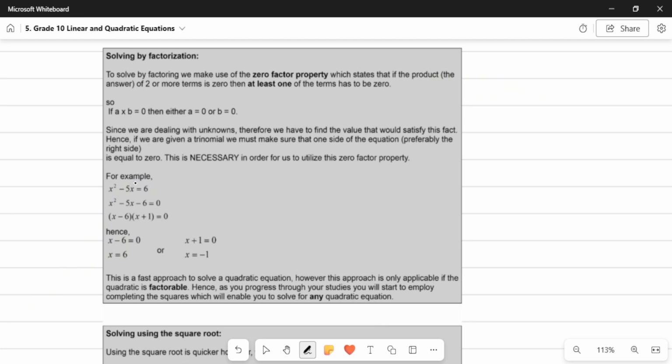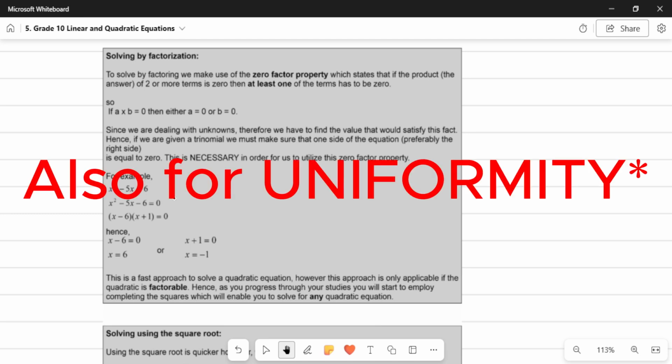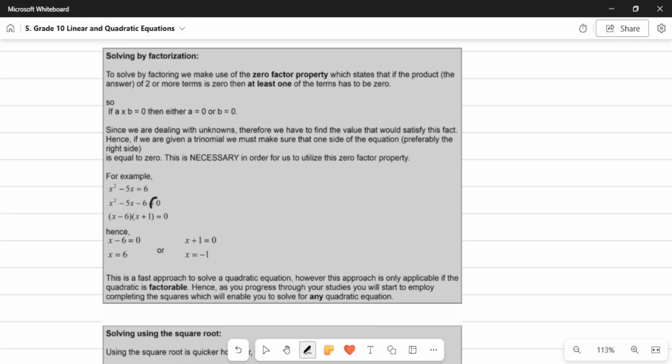This is necessary in order for us to utilize the zero factor property. So for example, when you're given this question, solve for x squared minus 5x is equal to 6. Your first step is to make sure that the right-hand side is equal to 0, or the left-hand side, but for some rigid rules, let's just make the right-hand side 0, right? Once you make the right-hand side 0, you are able to factorize this. All you're doing is re-expressing this into its factors. But why do we do that? So that we can use the zero factor property, right? So that's how everything starts to link.